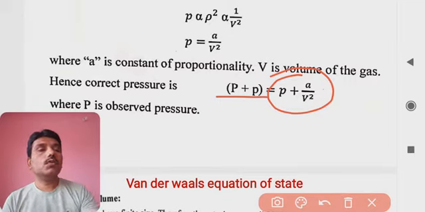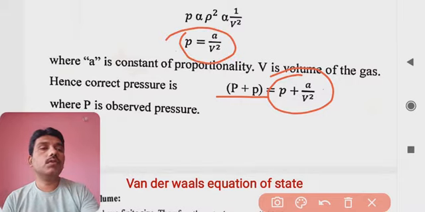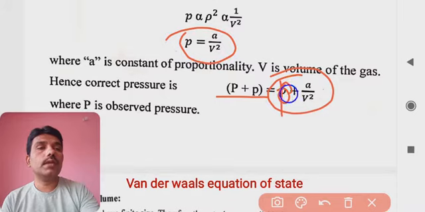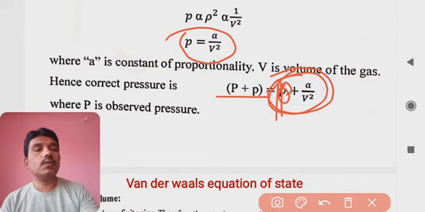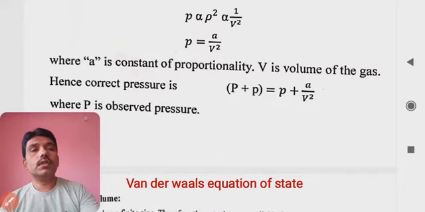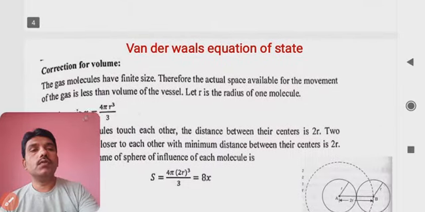So here by mistake it should be capital P, because the value of small p is A upon V squared; small p has come here by mistake. Here it should be capital P. So the corrected pressure will be capital P plus A upon V squared. So this is the correction in the pressure according to the rule.